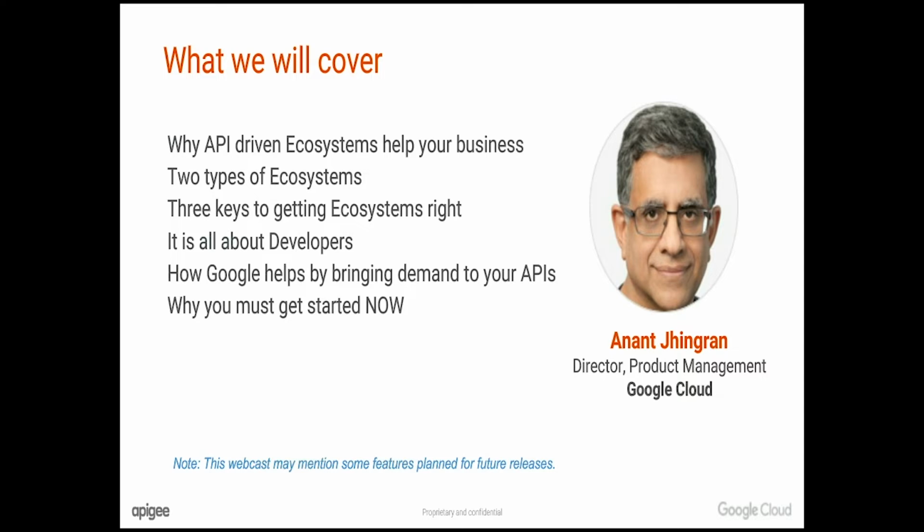We are going to cover these 6 topics. Of course, why API-driven ecosystems help your business. We'll talk about 2 kinds of ecosystems. There are several ways to get ecosystems wrong, and there are several ways to get them right. We'll talk about 3 keys to getting them right. We'll focus a bit on developers, because we think that among all the things that you need to get right to do your ecosystems, you have to get developers right. We'll talk a bit about how Google is helping with both technology and the Google ecosystem. And we want to end on emphasizing that you've got to start now.